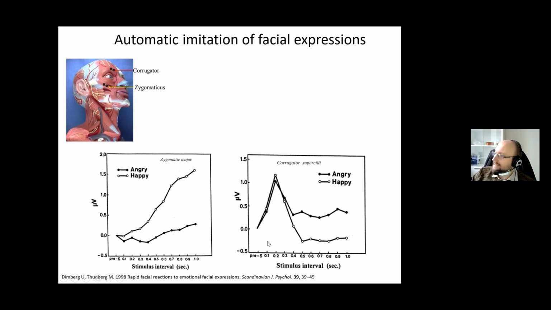You can see that sometimes muscles are sensitive to all stimuli. Like here, you can see a very sudden and very great response to both stimuli in corrugator. But then after about 1 second, you can see the strong difference between reactions to angry and happy faces.